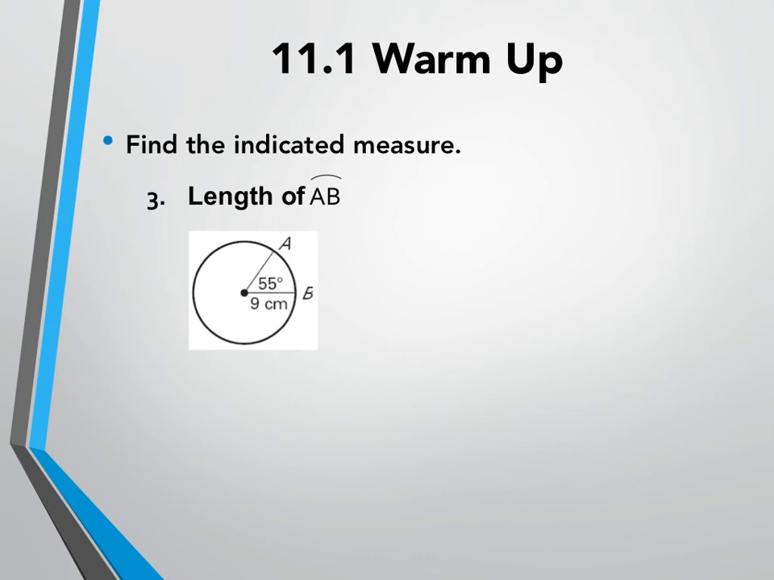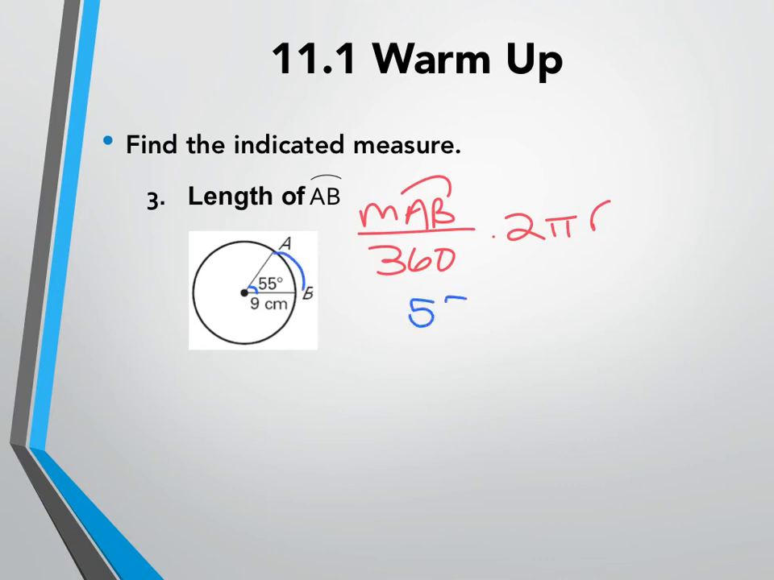Okay, now we're getting to the indicated measure being the length of the arc. So the length of the arc would be the measure of the arc, so the measure of arc AB over 360 times the radius is what's given, so times 2 pi r. So the measure of the arc is the same as the angle, which means that AB would be 55 times 2 times pi times the radius, that's 9.